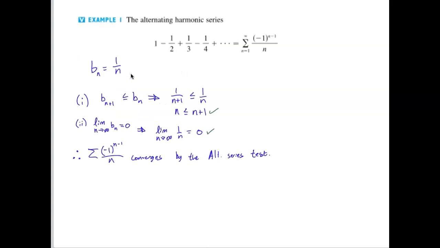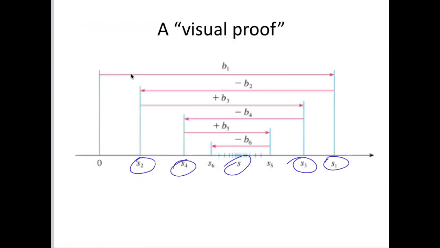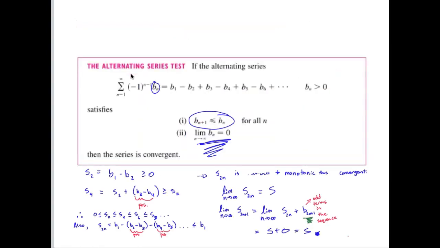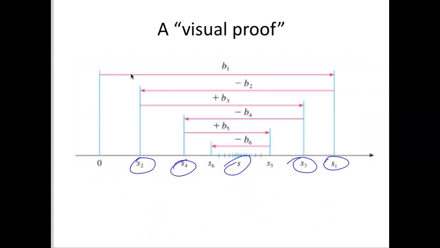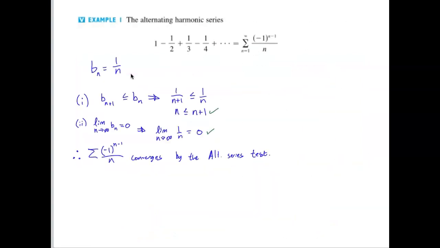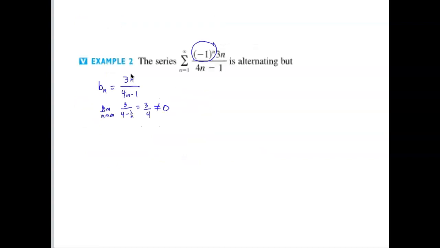Now, this does not say that if these conditions aren't satisfied, it's divergent. It says that if these conditions are satisfied, it's convergent, right? So all we've shown is that one of these conditions, this one, is not satisfied. So that doesn't really tell us anything. It still could be convergent or divergent.